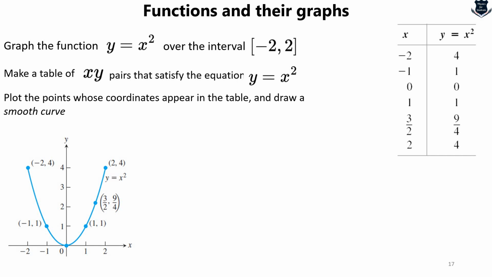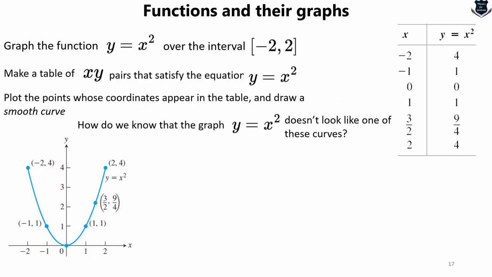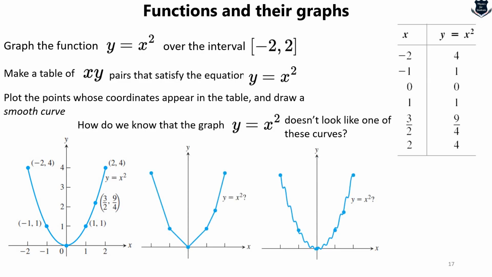But here is a big question. The question is how do we know that the graph y equals x squared does not look like any one of these curves? It might look like this, the second from the left hand side, and the extreme right hand side. So how can we do that?